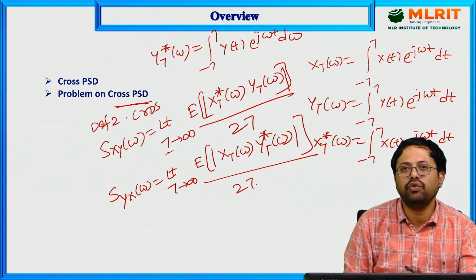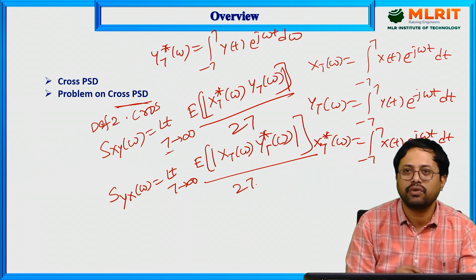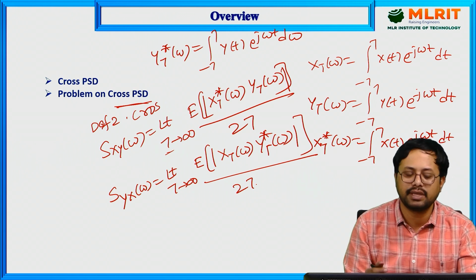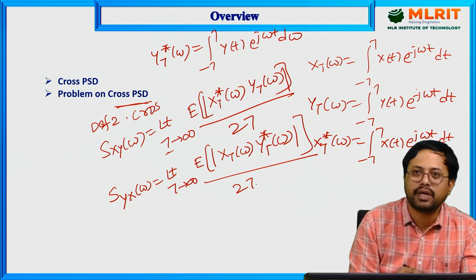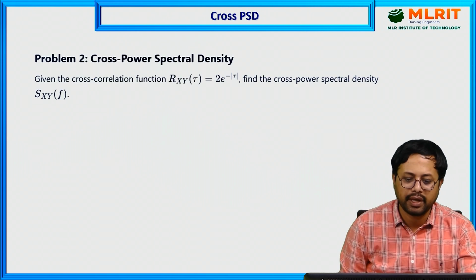These are the two formulas we have to use. Based upon the problem, we can use any one formula. You will get the same result for the cross power spectral density. Now we'll solve the problem related to this.